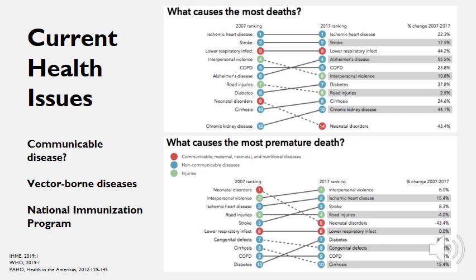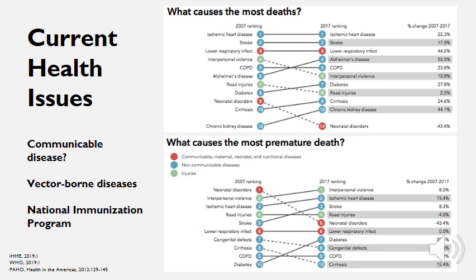Similarly, the causes of premature death do not really include communicable disease. However, we can see that interpersonal violence has risen to the top of premature death, which shows that there may be some violence in Brazil of concern. However, communicable disease in Brazil is all over the media.